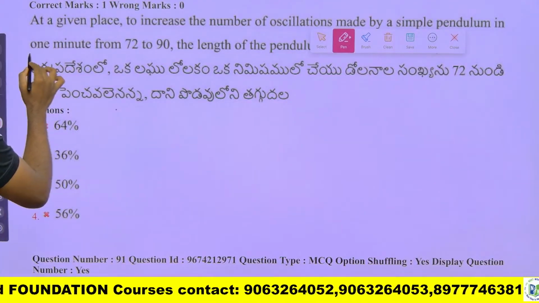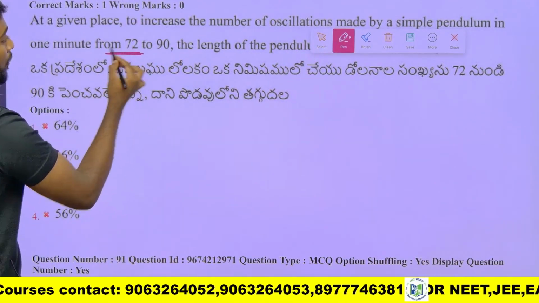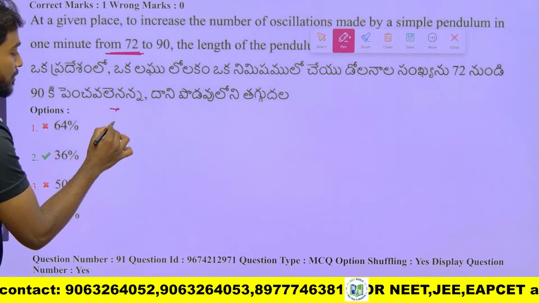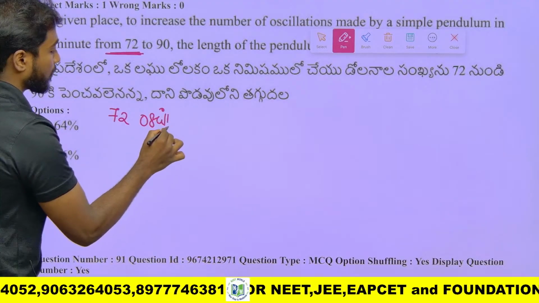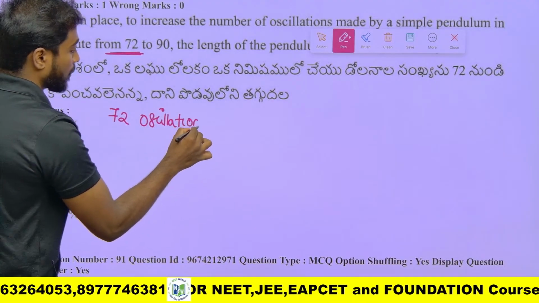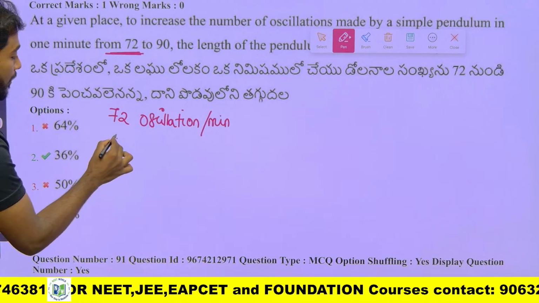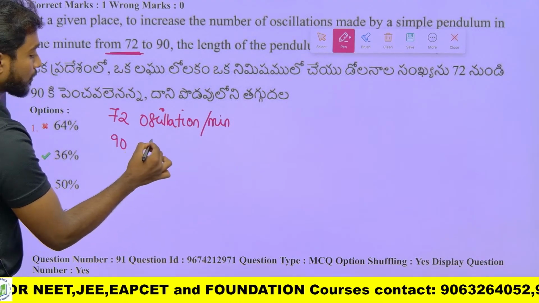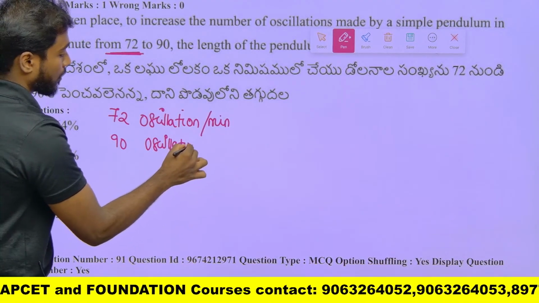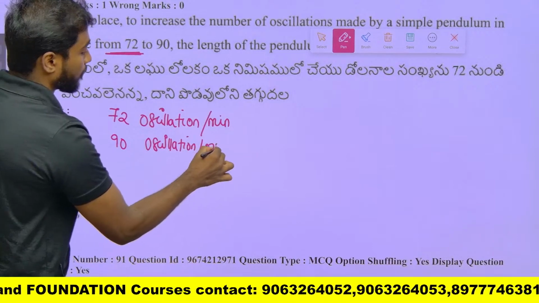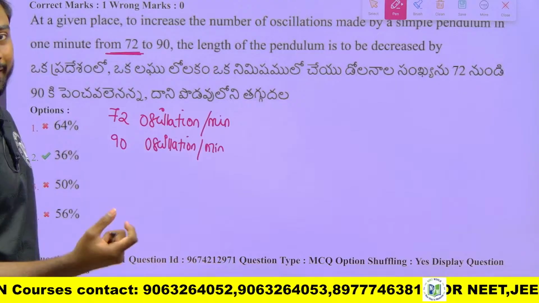So initially the simple pendulum was 72 oscillations per minute, and this has been increased to 90 oscillations per minute. Now what are they asking here? The length of the pendulum is decreased by.